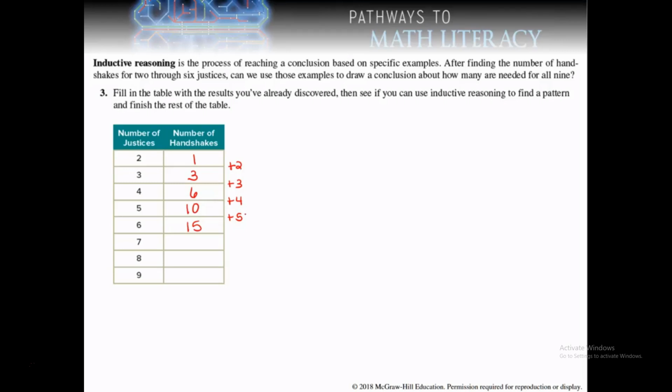Well, looking at that, if that pattern continued, we would add 6 now to get 21 handshakes, and then we'd add 7 to get 28 handshakes, and then we'd add 8 to get 36 handshakes for 9 justices.